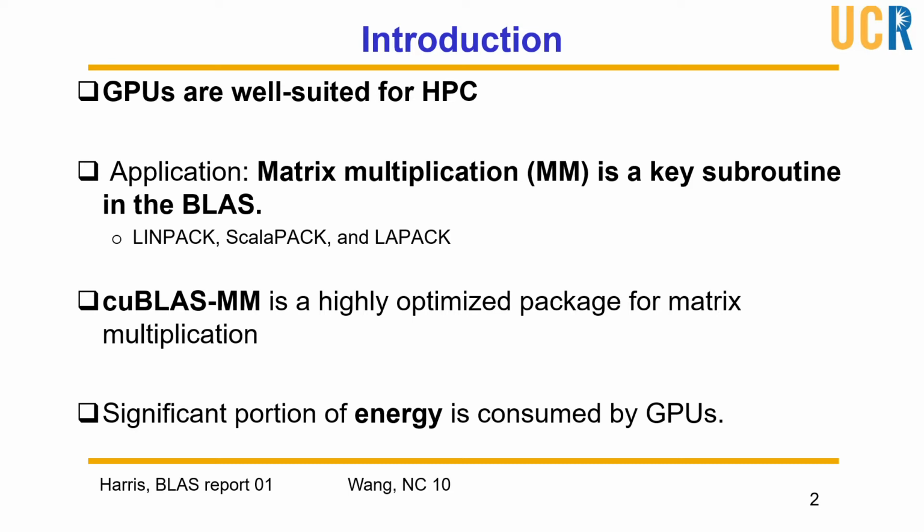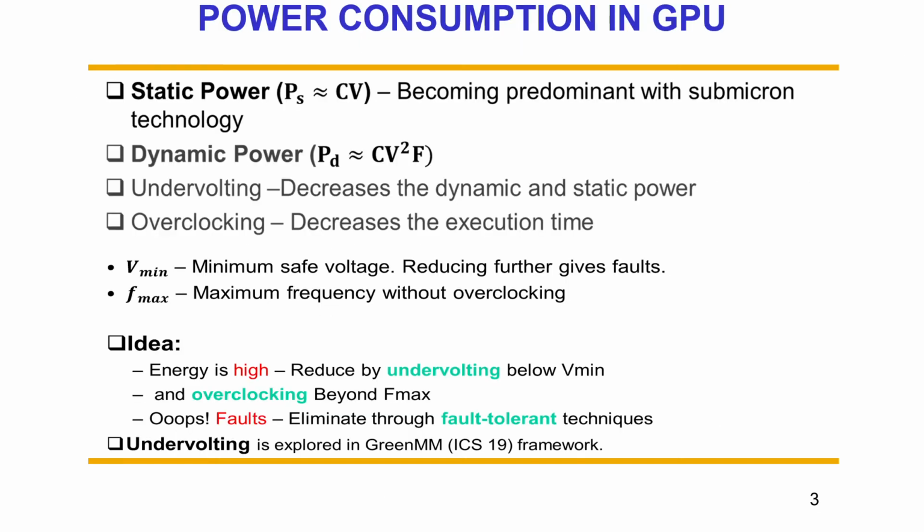But given their high computational capabilities, the GPUs consume a significant portion of the total system power and energy. As technology advances toward deep submicron level, the static power becomes a serious problem. Static and dynamic power can be reduced by lowering the voltage and both voltage and frequency, respectively. Our goal is to explore both undervolting and overclocking to save energy.